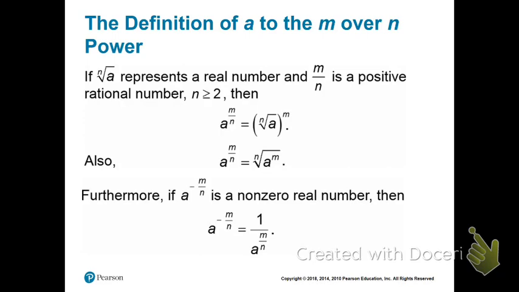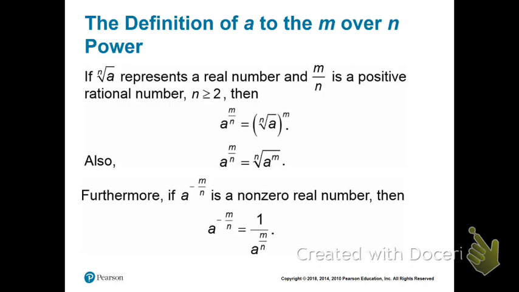Now here is the definition of a to the m over n power. It says if the nth root of a represents a real number and m over n is a positive rational number where n is greater than or equal to 2, then a to the m over n is the same thing as saying the nth root of a raised to the m, or it could be the nth root of a to the m.